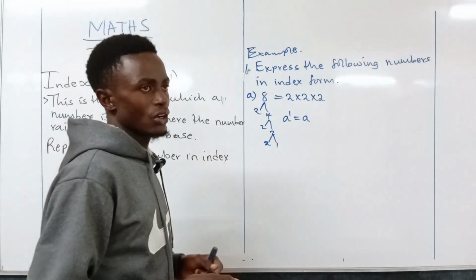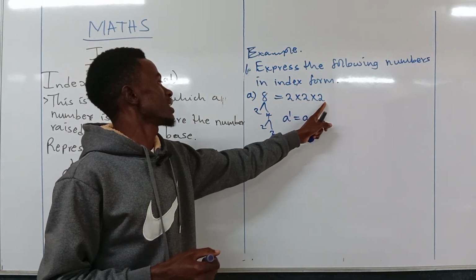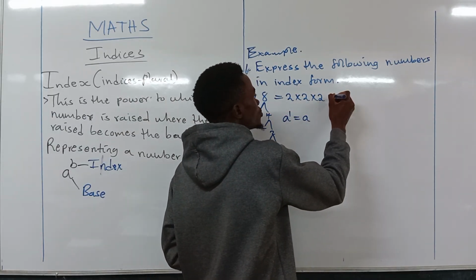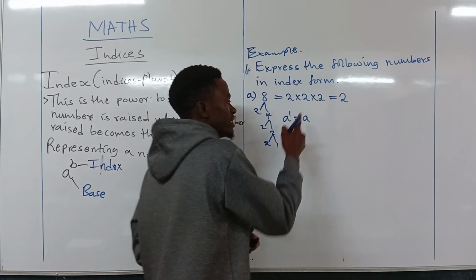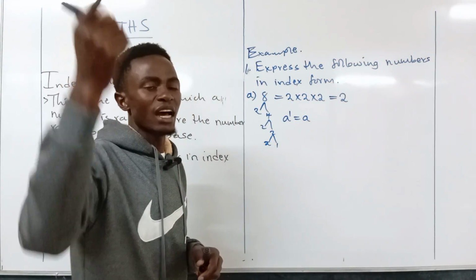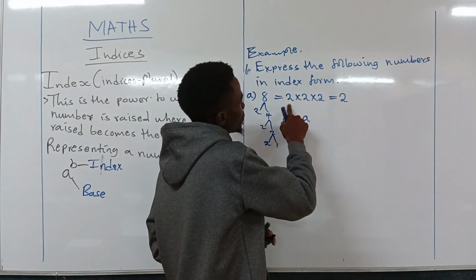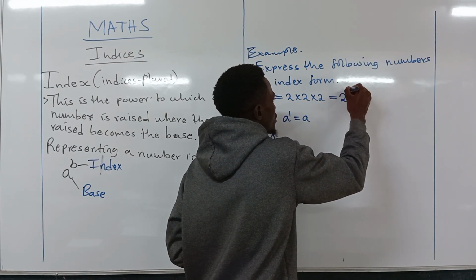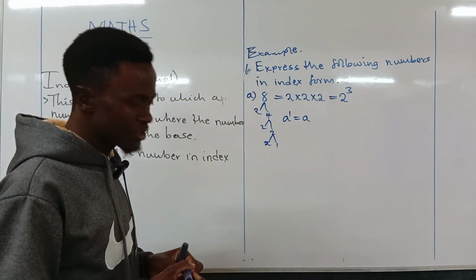We are going to see this in our next lesson on indices. If 2 is repeating itself thrice, then our number 2 is going to be the base. The index is the number of times it repeats itself. So 2 repeats itself how many times? 1, 2, 3. So 3 is the number to which 2 has been raised.